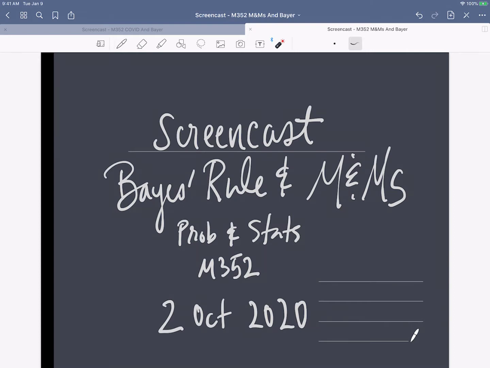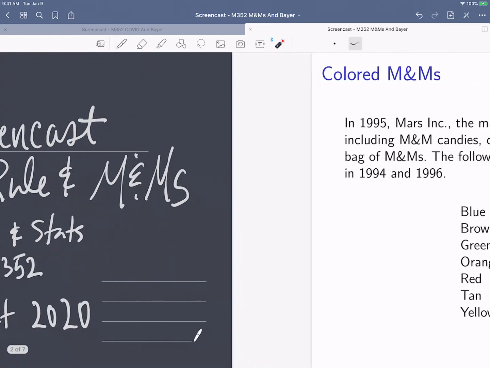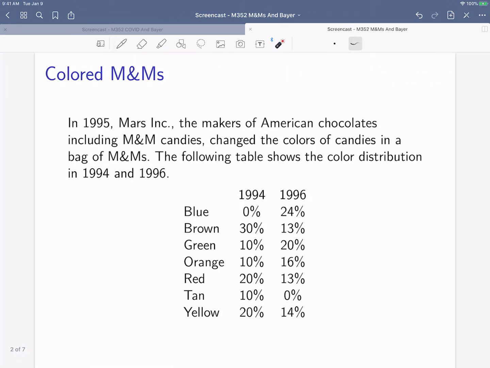Hey there, quick screencast on an application of Bayes' rule, this one to a problem about M&Ms. In 1995, Mars Incorporated, who makes a lot of American chocolates, including M&Ms, changed the colors of candies in a bag of M&Ms. This table here shows the color distribution in 1994 and in 1996.